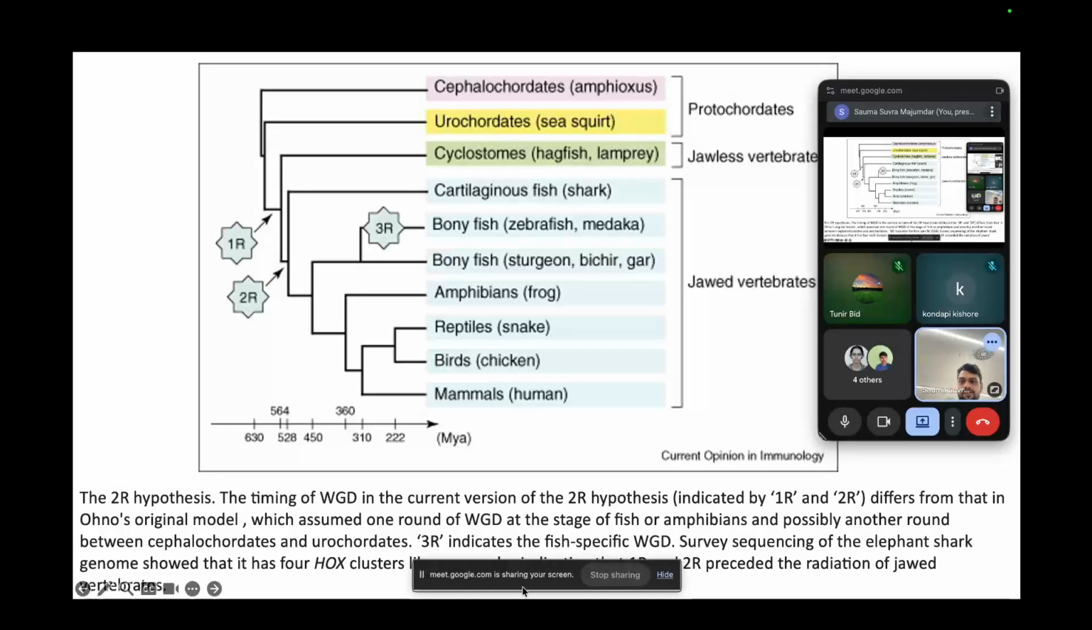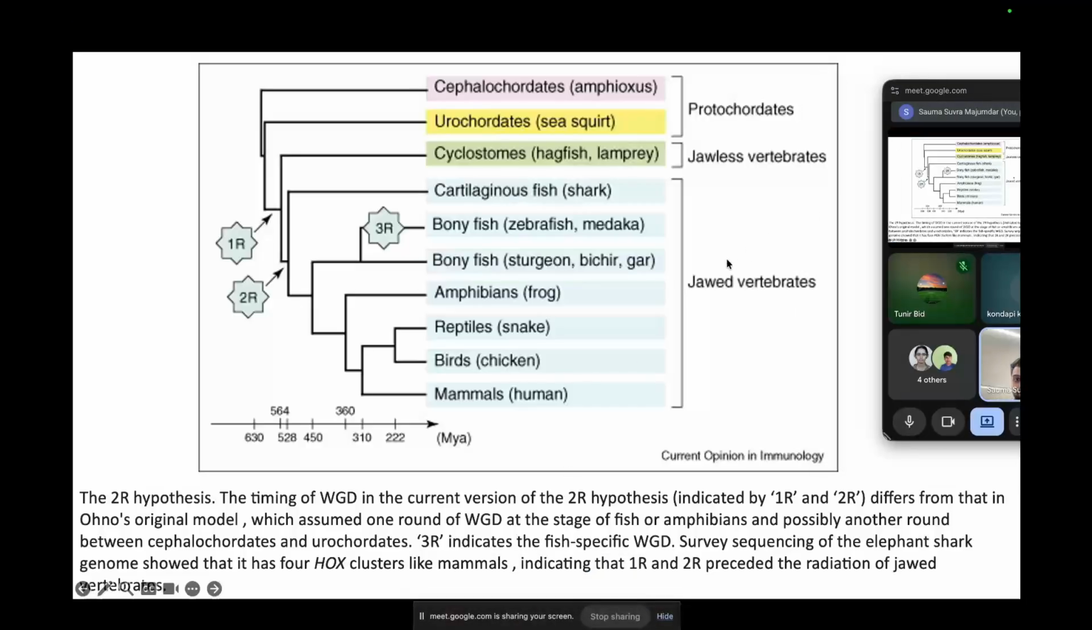So there is something called the 2R hypothesis. There's something called Ohno's original model. This individual called Ohno gave this model, and he assumed one round of whole genome duplication at the stage of fish or amphibians, and possibly another round of duplication between cephalochordates and urochordates. These are species belonging to different families and classes in the animal kingdom.